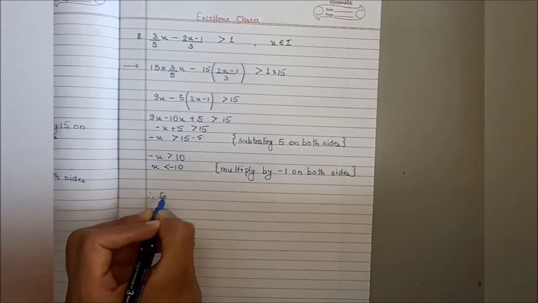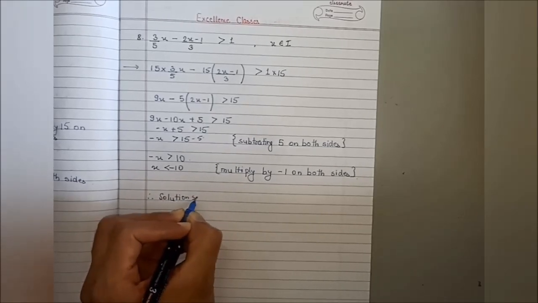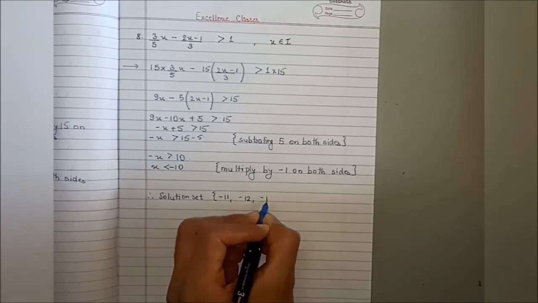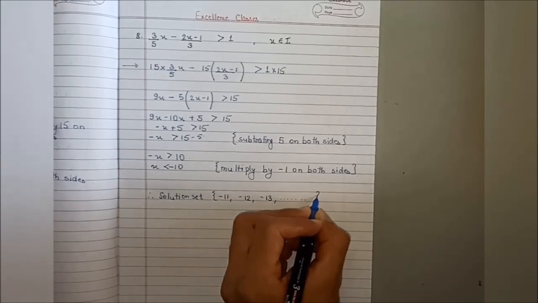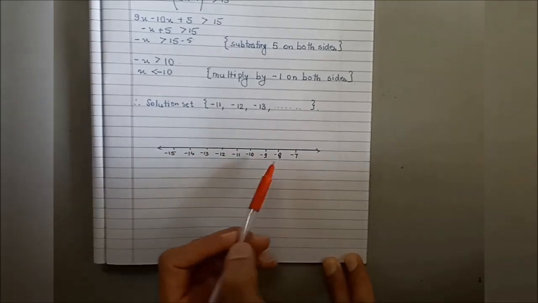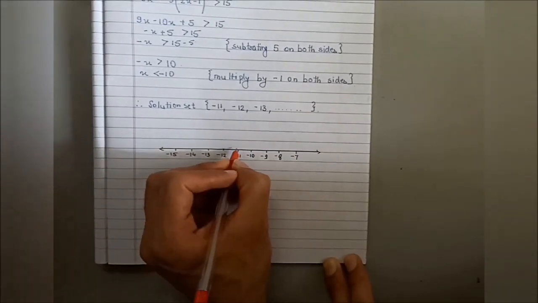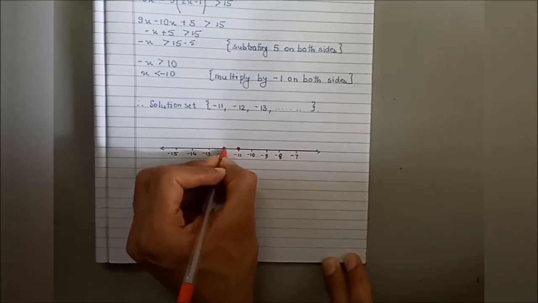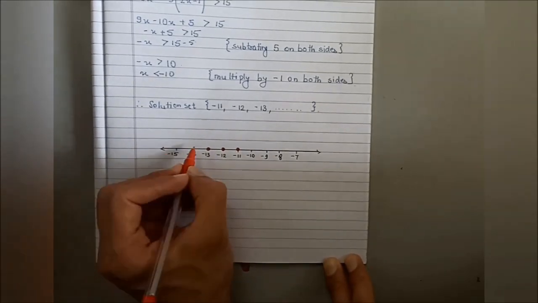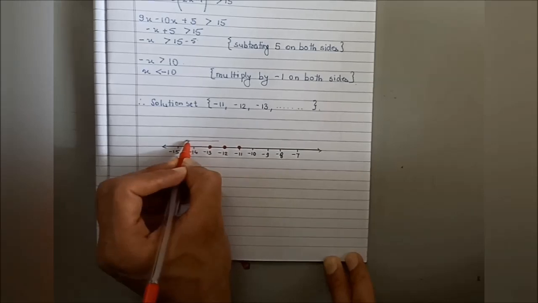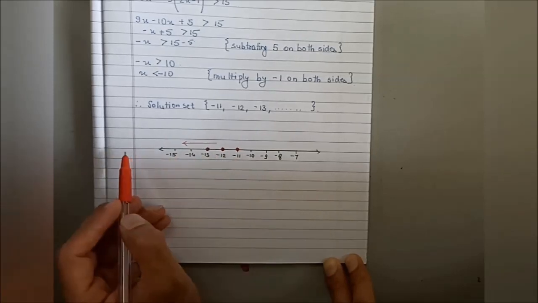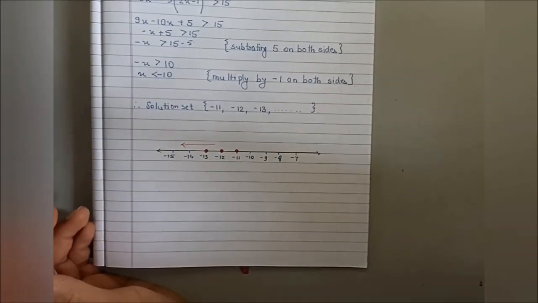Therefore, the solution set is going to be minus 11, minus 12, minus 13 and so on. It will go on to infinity. So if you are plotting this solution set on a number line, it will start from minus 11, minus 12, minus 13 and it is going to go indefinitely towards my left. So I'll draw an arrow. This arrow indicates that the numbers start from minus 11 and go indefinitely towards the negative integers. This will complete the sum.